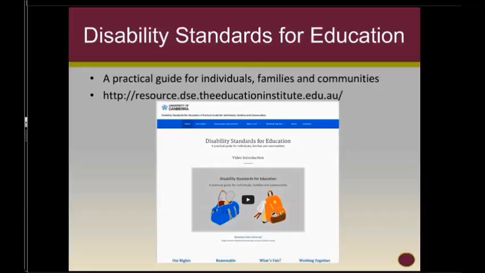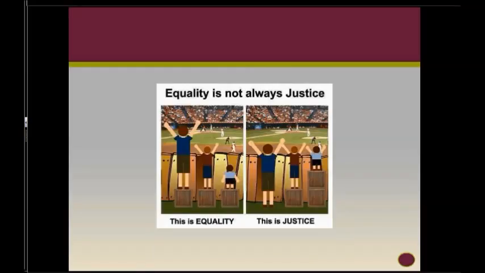Now this slide is something for us visual learners: equality is not always justice. On the left, this is equality. They've all got the same box. But what's justice is the right supports for each individual person. So perhaps think about this visual when you're thinking about whether something is a reasonable adjustment for your sons and daughters at school.